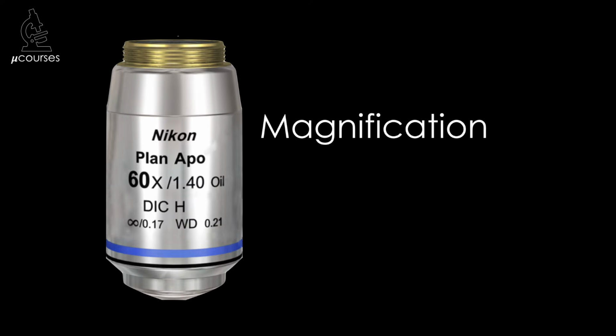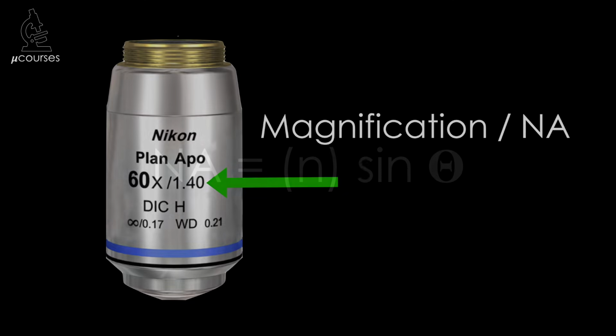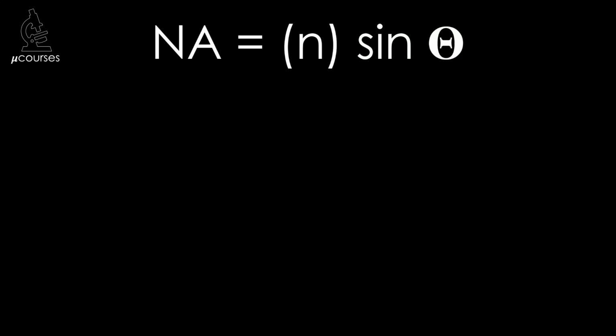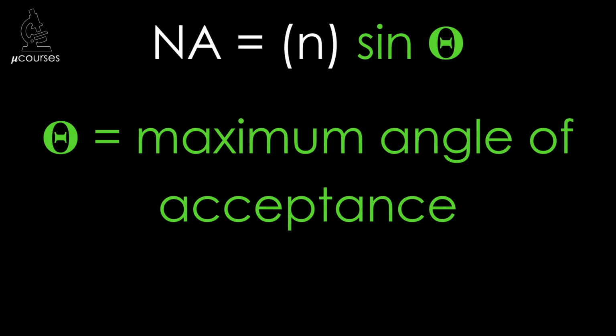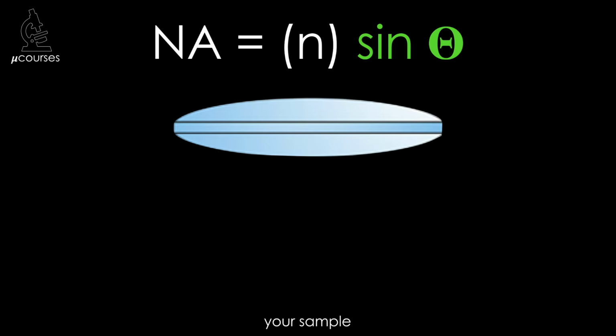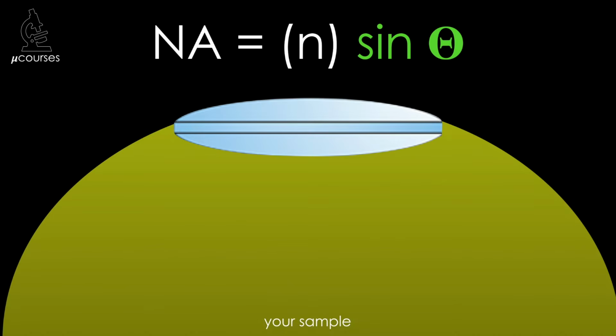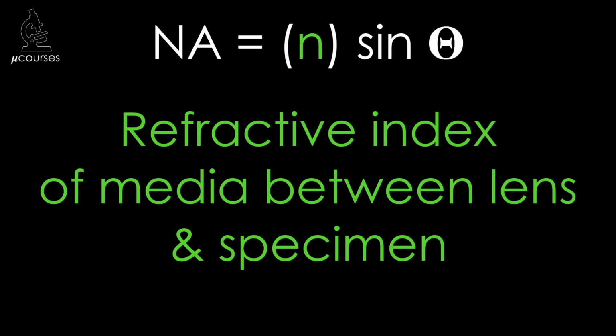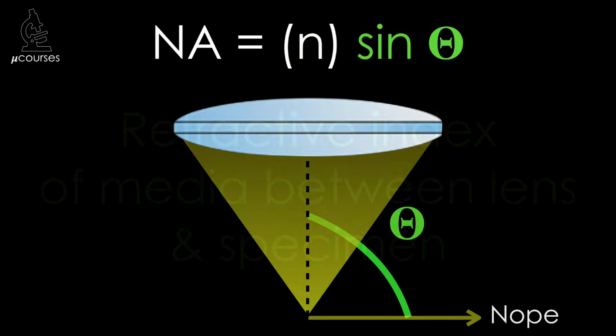Numerical aperture is marked on every objective lens. Right after the magnification, you'll see a slash and then a number, and that number is the numerical aperture of the lens. Numerical aperture is equal to n sine theta, where theta is the maximum angle of acceptance. What that means is, if you think about the light coming from your sample, theta is the maximum angle of light that the objective lens can collect. N is the refractive index of the media that's between the lens and the specimen.